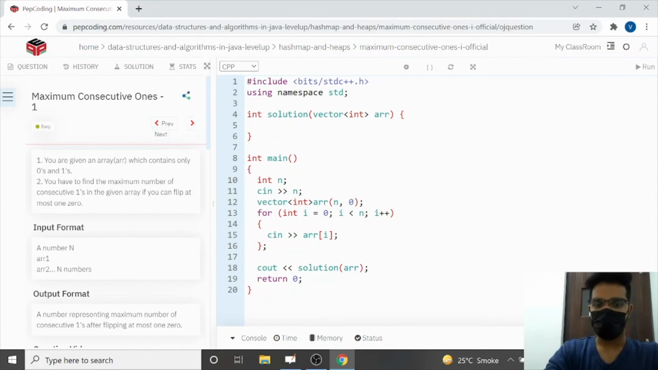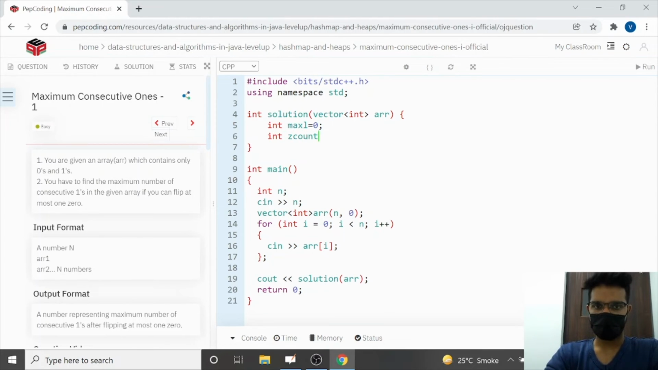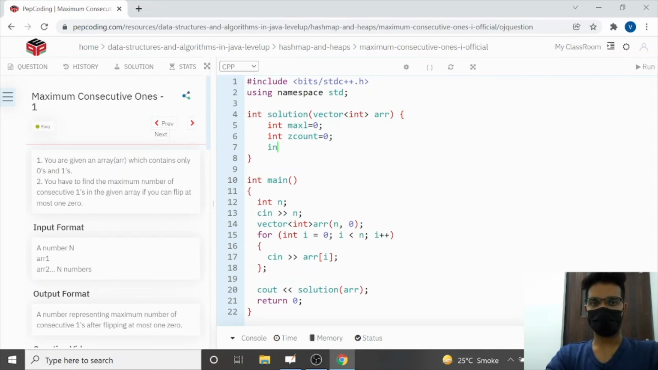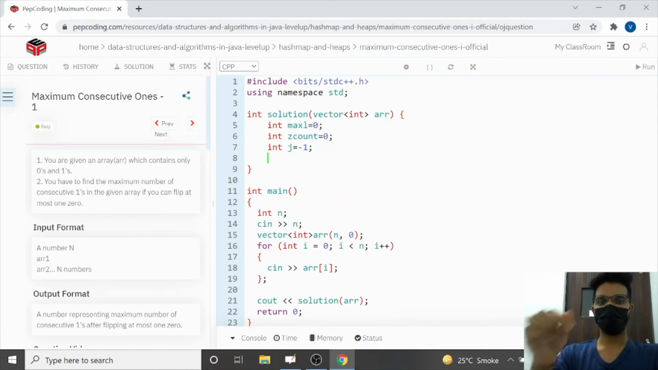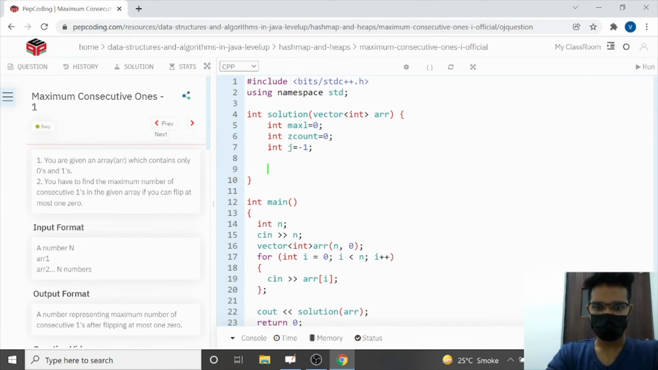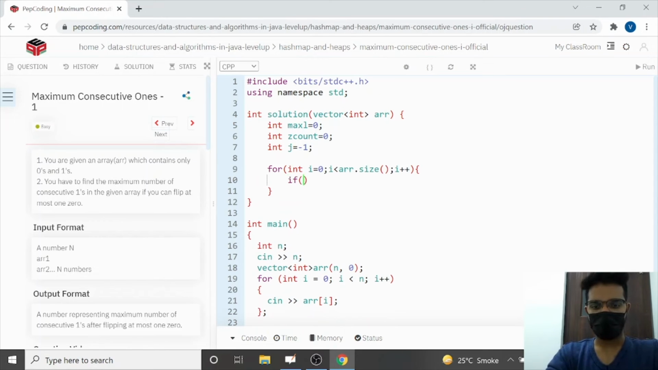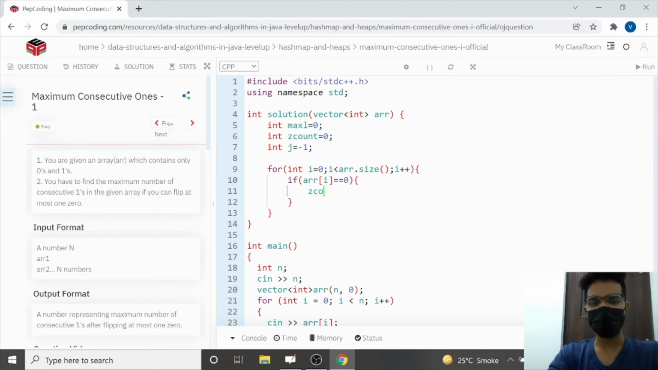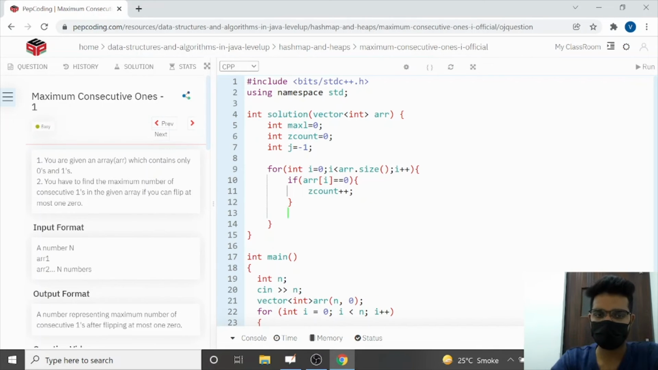So first, what we will be needing is a max length that stores our length. We will need a 0 count, that is the number of zeros there are. And we will need a j that is initially minus 1. That will help us in calculating our length. So firstly, we are going to run a for loop for int i is equal to 0 till i is less than array dot size. Now, what do we do if array[i] is equal to 0? If array[i] is equal to 0, we simply increase our 0 count, that is how many zeros we got. We are only allowed 1 zero, right?